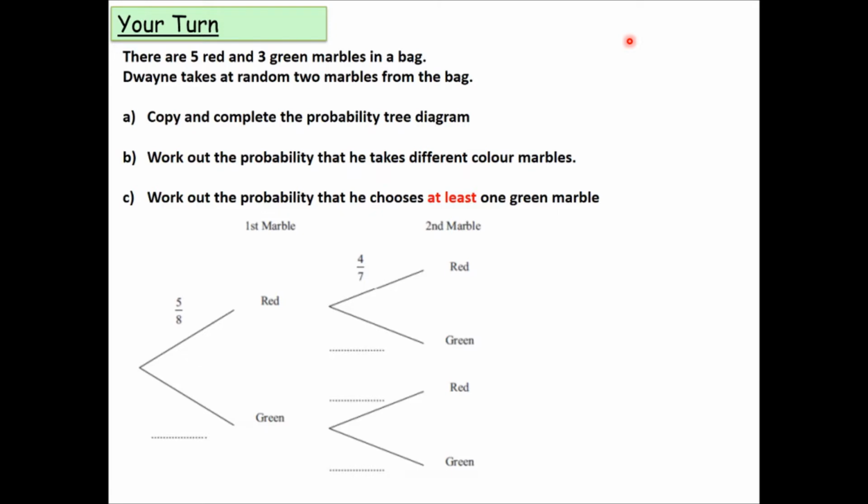What I would like you to do now is pause the video, try this question for yourself, copy and complete the tree diagram, and then answer these two parts of the question. Once you've done, play the video, and then I'll go through the answers.